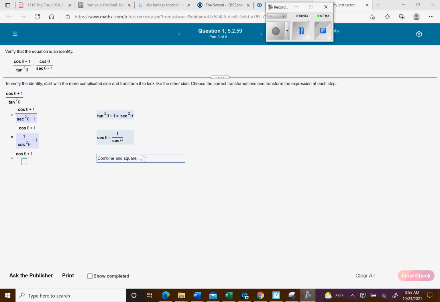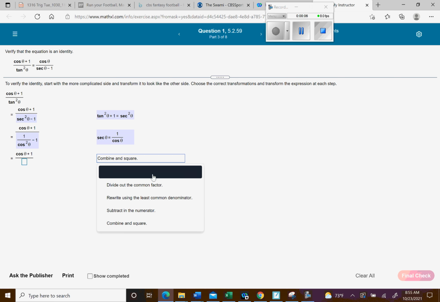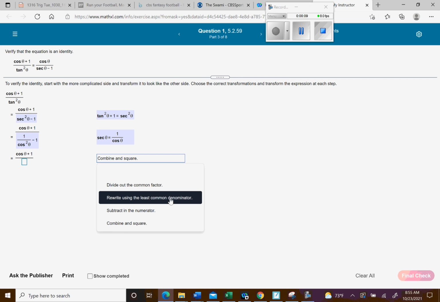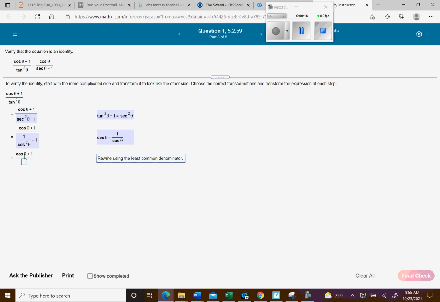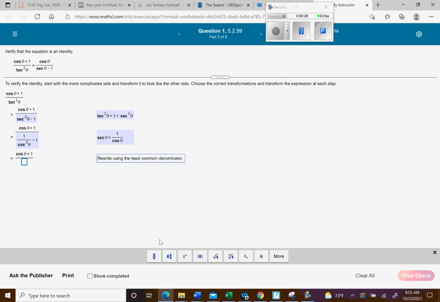Okay, so what we want to do on this one is rewrite using the least common denominator in the denominator spot. We have to get a common denominator for the 1 over cosine squared minus 1. That minus 1, we're going to think of as cosine squared over cosine squared, so we have that common denominator. When I rewrite this, it's going to be 1 minus cosine of theta squared, and then in the denominator spot we'll have our LCD, which is cosine of theta squared. Let's go ahead and check that.